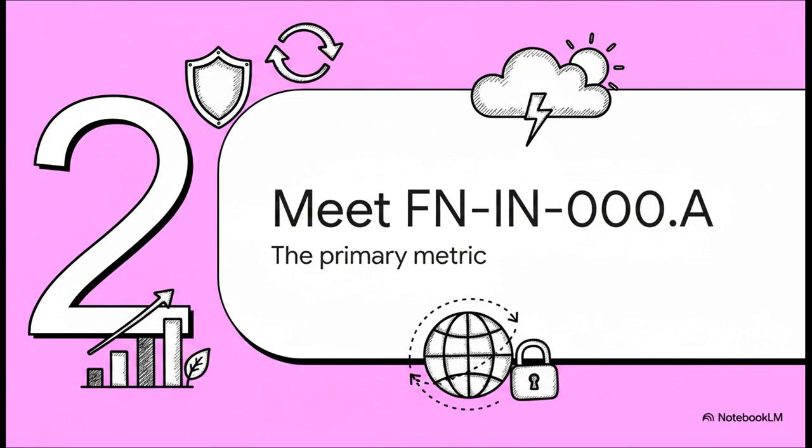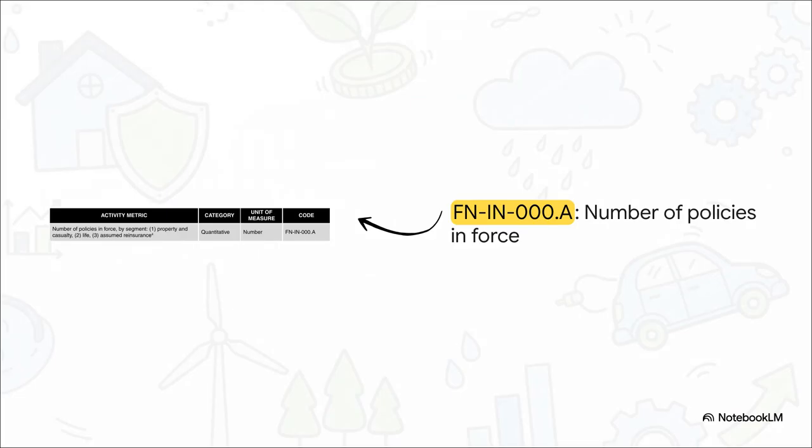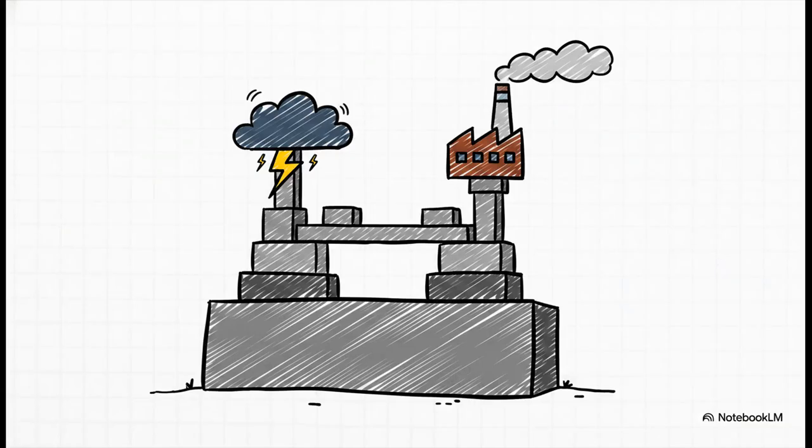Moving right along to Section 2, meet metric FN-IN-000.A. Now, what's genuinely fascinating here is that we are literally looking at the source code of compliance. This formulation is pulled straight from the standard itself. It gives us the activity metric, the category, the unit of measure, and of course, that specific code, FN-IN-000.A. Notice the unit of measure here is simply a number. Specifically, we are talking about the number of policies in force.